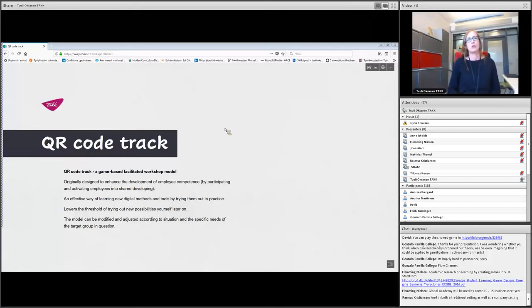The idea of this game was to lower the threshold of trying out new digital tools and methods. It is, as I said, team-based, and the model can be modified and adjusted according to the situation and according to the need. But this is what we've tried with our own staff and with our networks. So the QR code track, the idea is that you have a certain amount of checkpoints in the track, and the teams go around the track and visit the checkpoints.